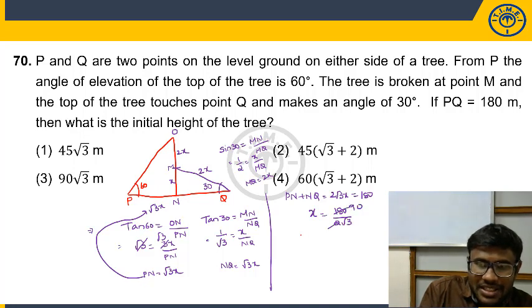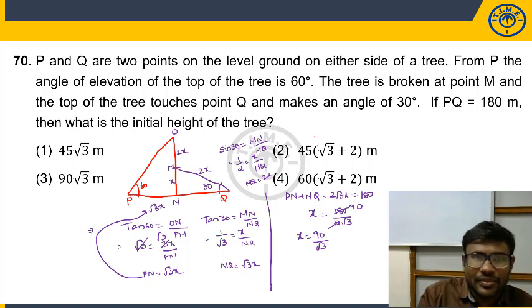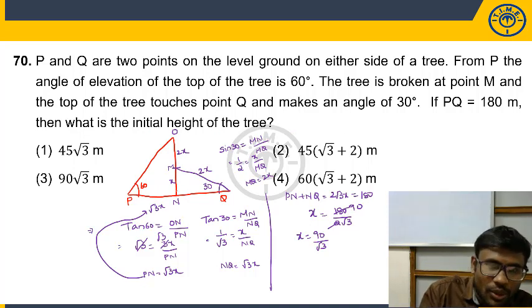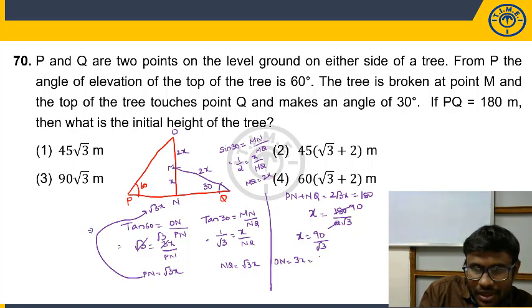So x is equal to 90 by root 3. But what is the question? It is asking the initial height of the tree. What is the initial height of the tree? ON, that is x plus 2x. So the initial height of the tree is x plus 2x, that is 3x. So 3 into 90 by root 3. Root 3 times, so it is 90 into root 3.